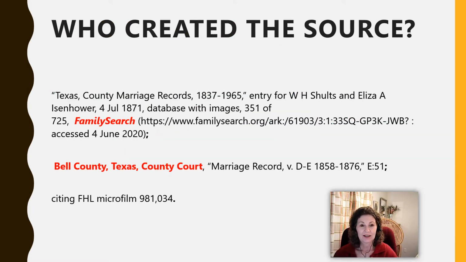Taking a look at our example is to discuss who created the source. So the first part of our citation has the digital layer, and Family Search is the creator. Family Search created this collection of Texas County marriage records. They are the creator of this digital layer. Now, Bell County, Texas, at the county court, created the actual record, which is the marriage record in volume D through E. And so we have two different creators represented in the digital layer and the physical layer.